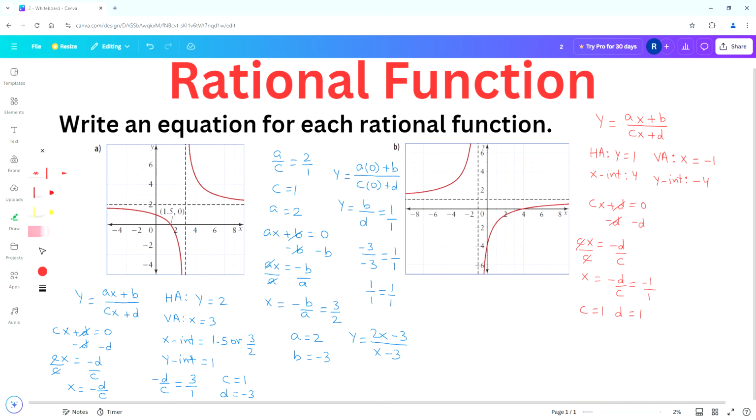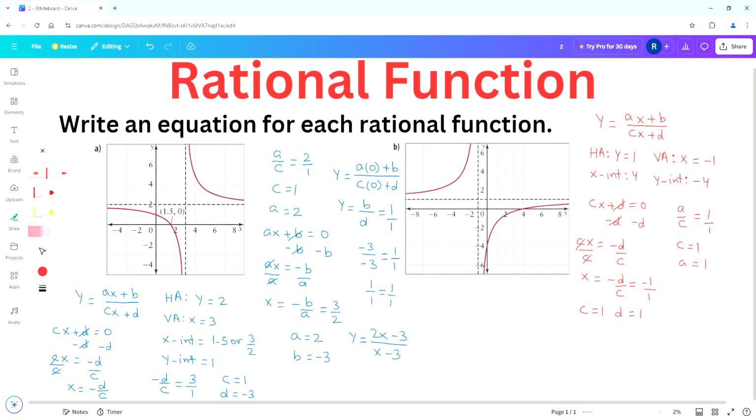Next, we can analyze the horizontal asymptote for this function. From the general equation, the degree of the numerator is 1, the degree of the denominator is 1. So the value for the horizontal asymptote will be the ratio of coefficients of x terms, which is a over c, which should be equal to 1. The denominator of 1 is 1. So c is equal to 1, which we got from the analysis of the vertical asymptote, and a is equal to 1.